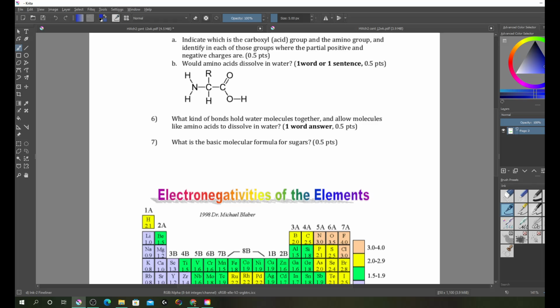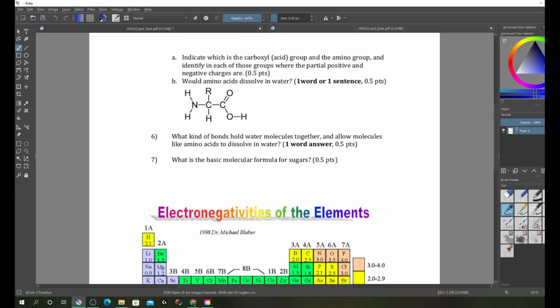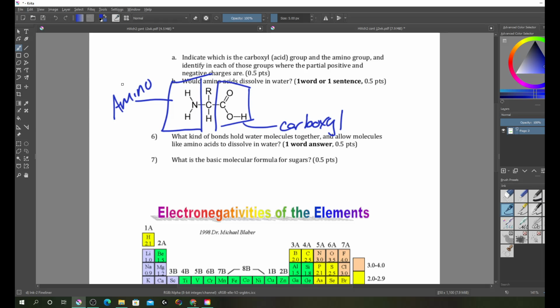So indicate which is the carboxyl group and the amino group. So this is the carboxyl group, right? And this is the amino group. Okay. And identify within each of these groups where the partial positive and negative charges are. Okay, so let's look down here.